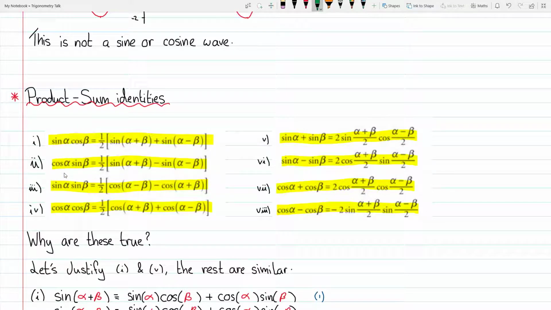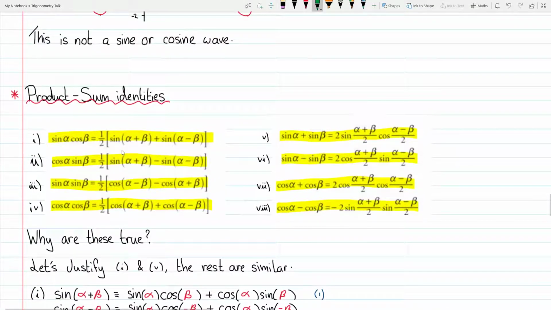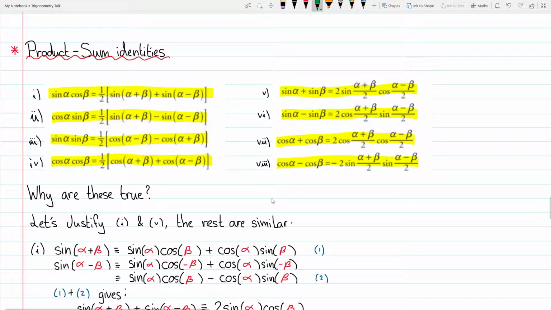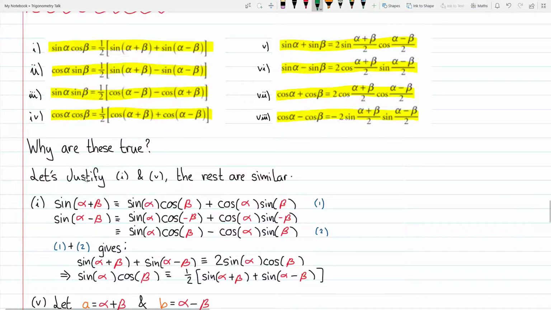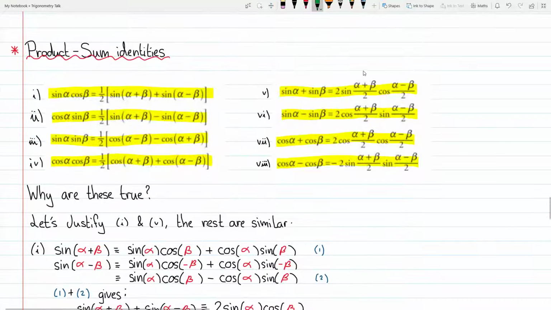So again, it's all about looking at the trig functions and operations which we can apply to trig functions. We can change the arguments, we can add them together, we can multiply them together. And so we have all these formulas. Why are they true? Well, I'm not going to go through all of them, but we can look at a couple. You can look at, let's say, 1 and 5, because there's a nice duality between these as well.